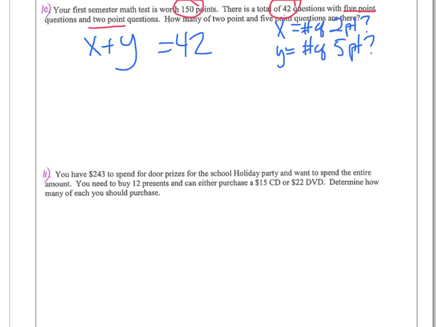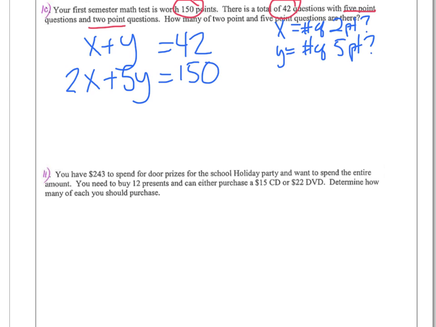Now, we know that there are 5-point questions and there's 2-point questions, and they total 150 points. Well, where do the 150 points come from? Well, if x is how many 2-point questions there are, let's say there were 10 2-point questions, how would you get the value? You would do 2 times that. So it's going to be 2x. And then y is how many 5-point questions there are, but we need to know how many points in total. So take how many there are and times them by their points value, 5y.